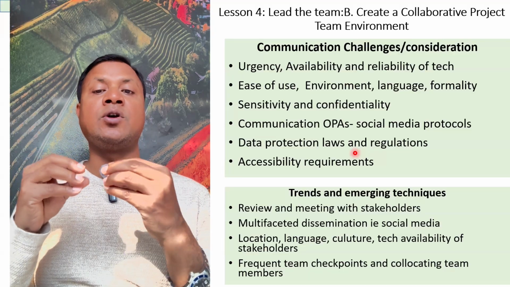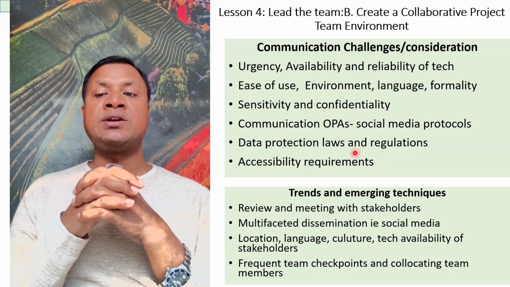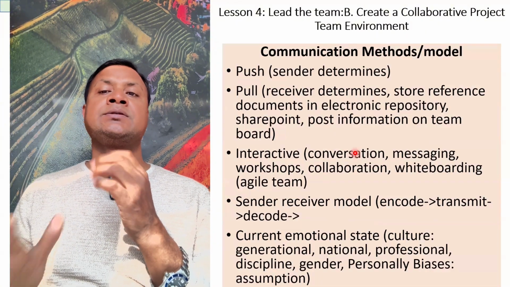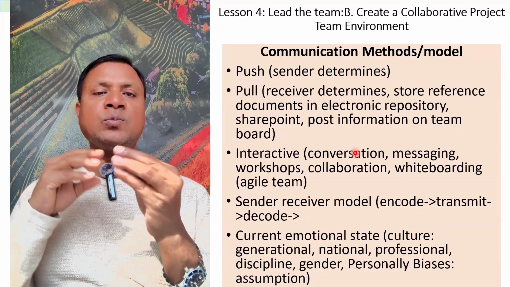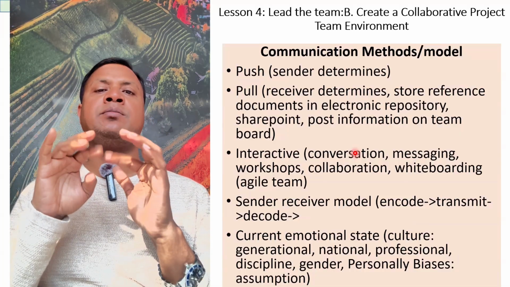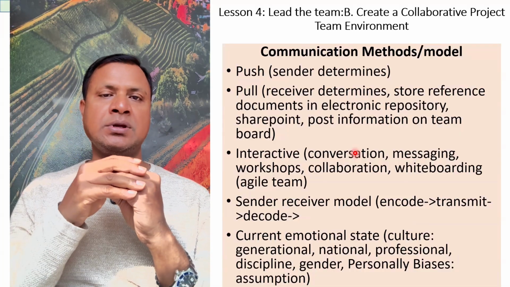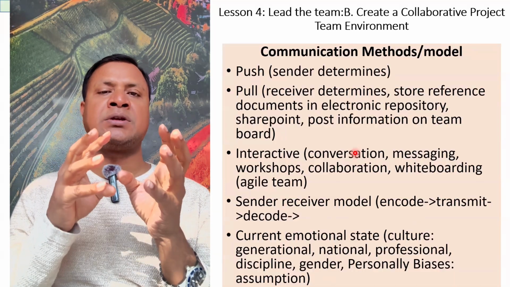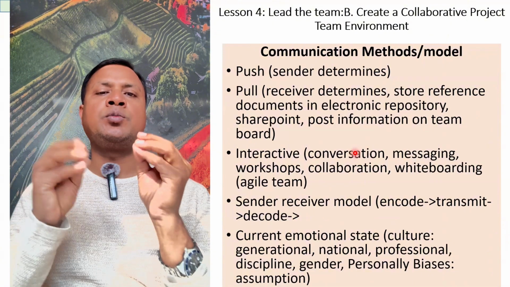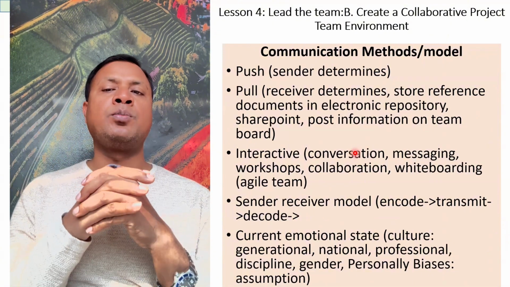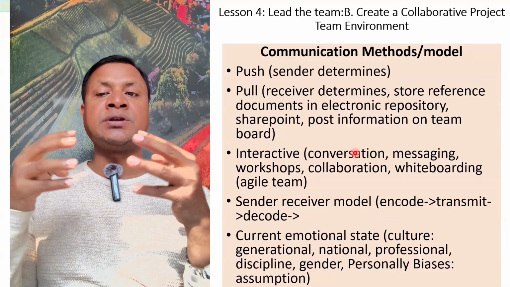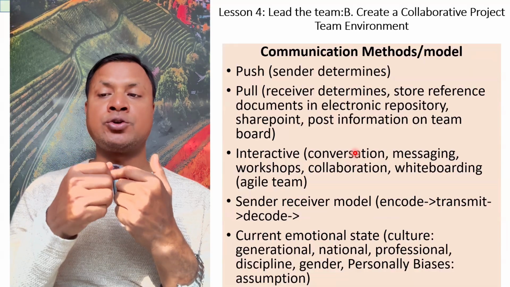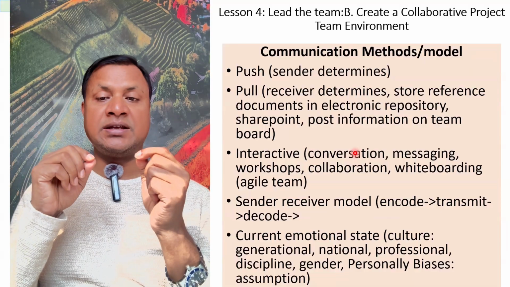So technological availability of stakeholders is important, and frequent team checkpoints and co-locating team members are necessary. Communication can be two-way. One is pushing. For example, you are emailing someone. This is pushing the message. And then there is polling. That means you are keeping all the information on the website or in a storehouse, in the database, so people use it when they need it. That's called polling. And communication should be interactive, like conversation, messaging, workshop, collaboration, whiteboarding for an Agile team.